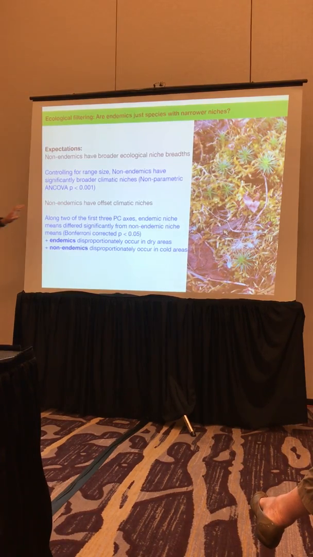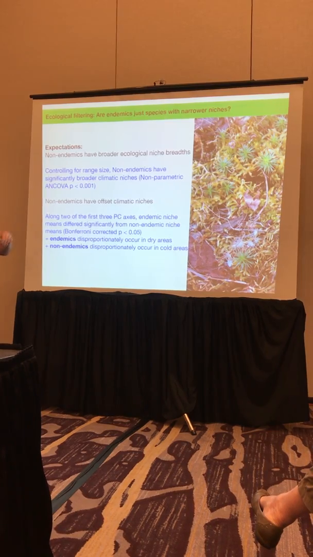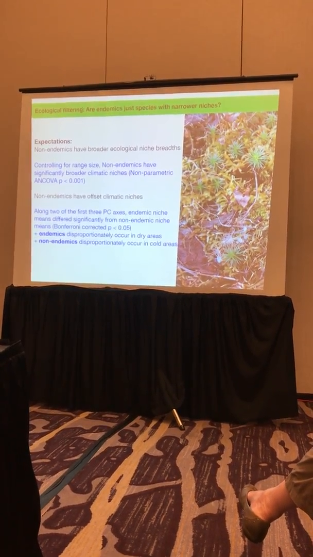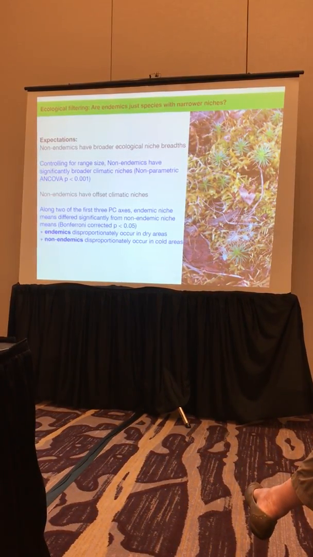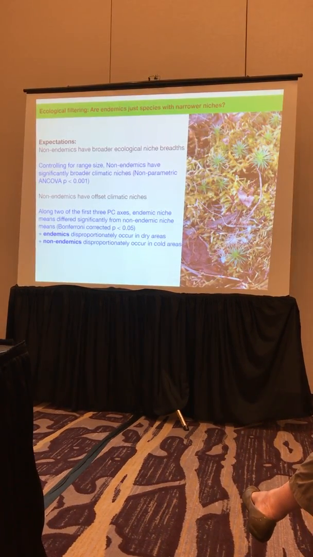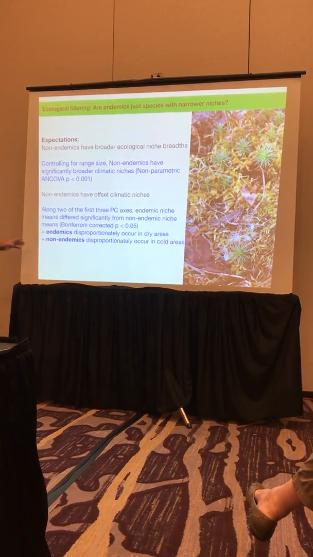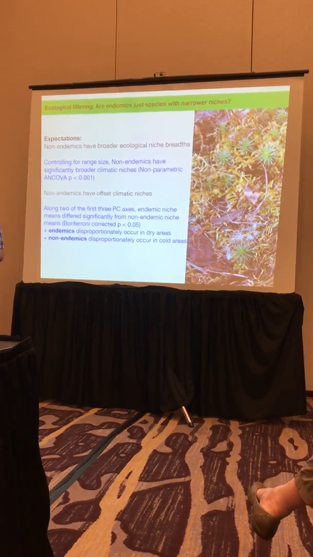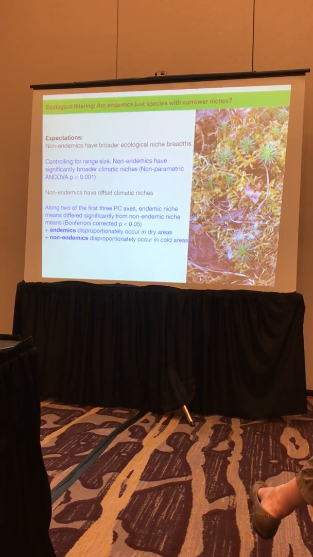Sure enough, even when you control for range size, keeping in mind that non-endemics have larger ranges than endemics, they have broader climatic niches, which is kind of interesting. And they're also offset. So in addition to having a broader standard deviation of climate, it's also displaced. This is a nuanced story, but the broad-brush, single bullet point version is: in general, endemics disproportionately occur in drier areas, and non-endemics disproportionately occur in cooler areas.